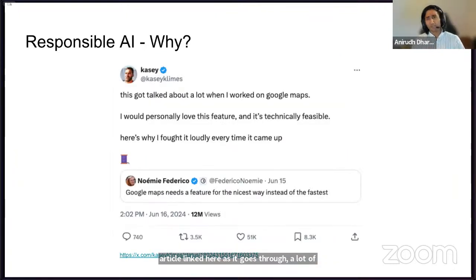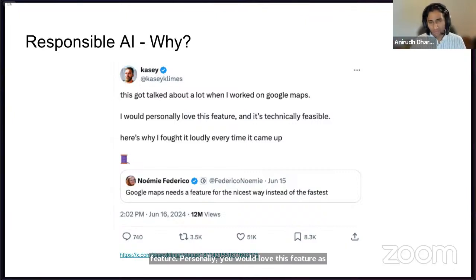Another example that popped up recently on X a few days ago was from Casey Climbs, who's a senior UX designer who used to work at Google. Someone posted a tweet, I don't know what to call it these days, saying Google Maps really needs a feature for the nicest way instead of the fastest way. Casey chimes in and says this is a feasible feature. Personally, he would love this feature as well, but fought it.